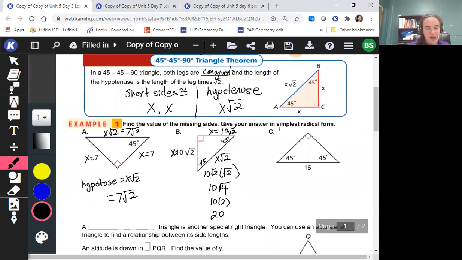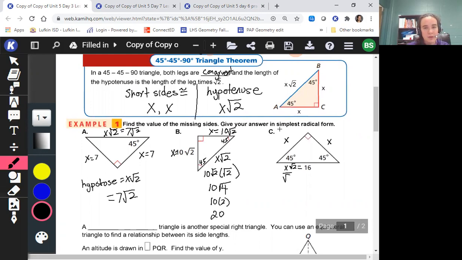Next one, I still have a 45, 45, 90 triangle here. So I'm still going to label my short sides as x. My long side is x times the square root of 2. So we have our hypotenuse, the longest side, and it equals x times the square root of 2, so we need to solve for x.